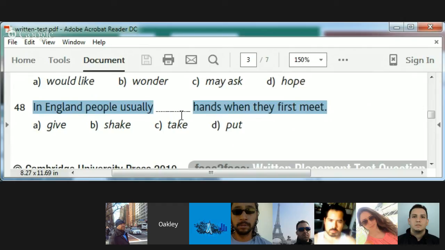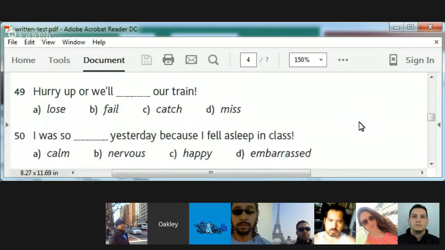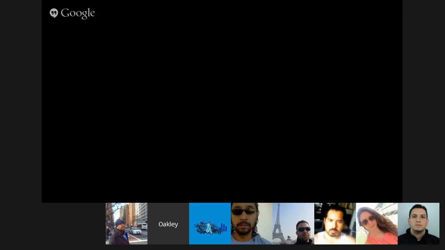Okay. In England, people usually shake hands when they first meet. Yep. People shake hands. Just the vocabulary word. Okay. You're all approximately right in the middle of where you are. You're basically in the middle of all the six categories. You're about as middle as you can get right now.